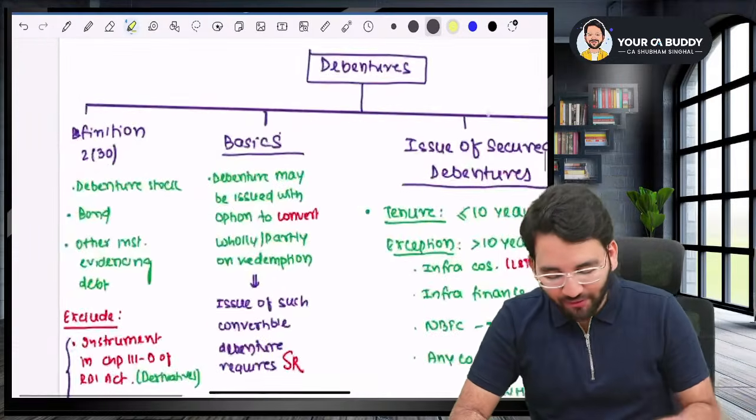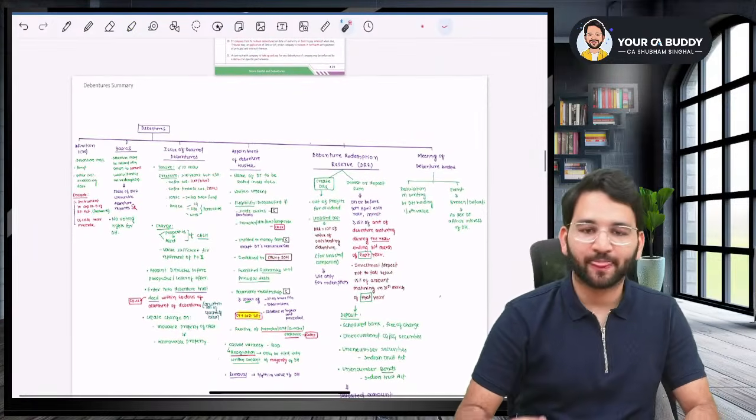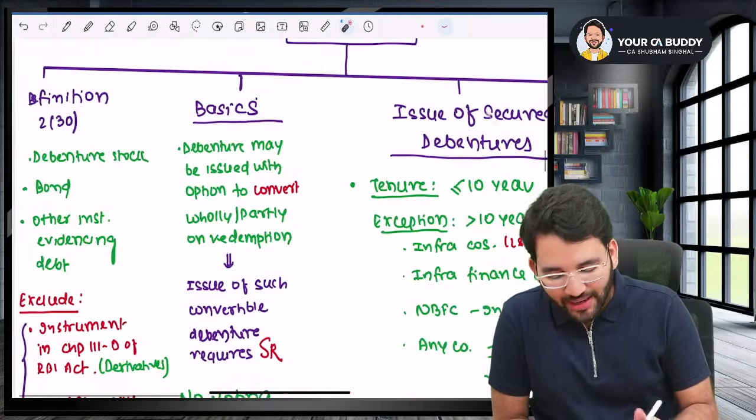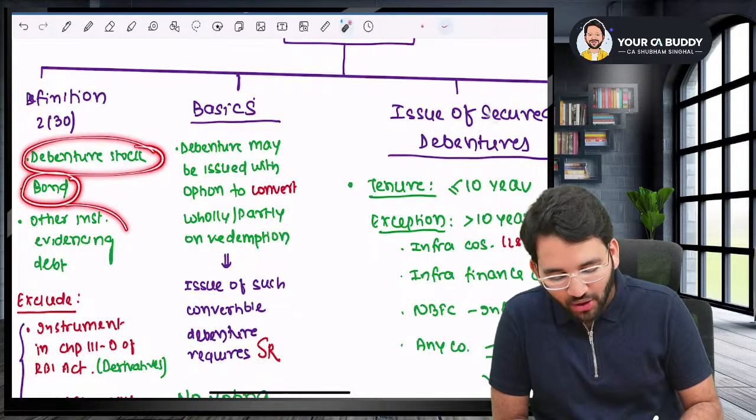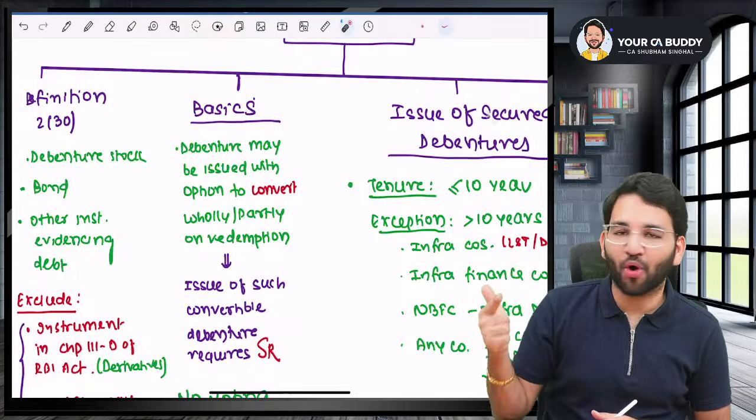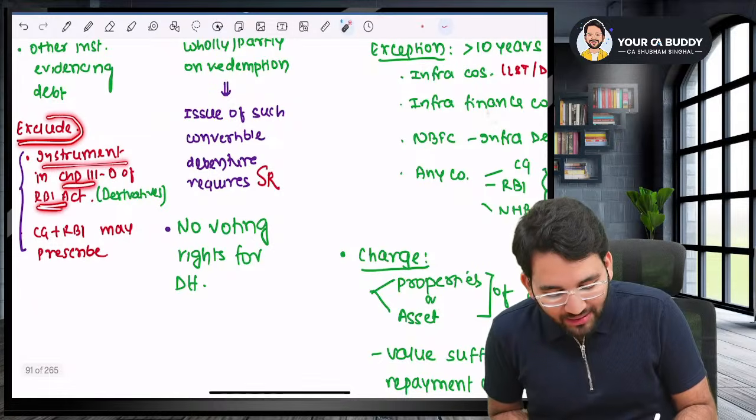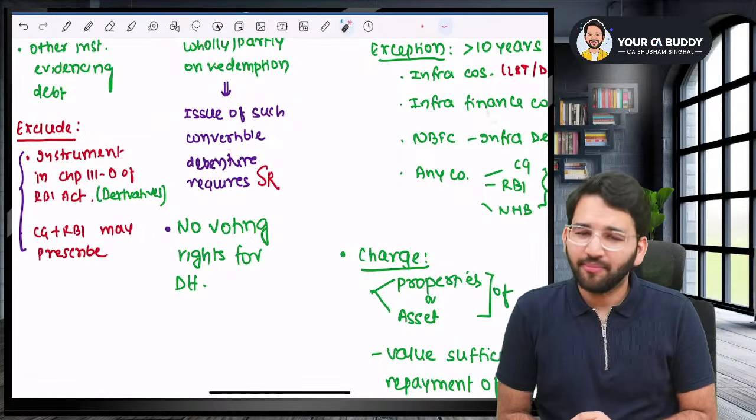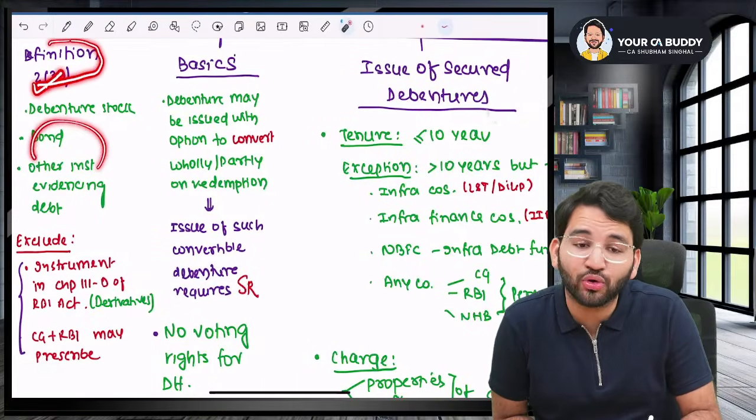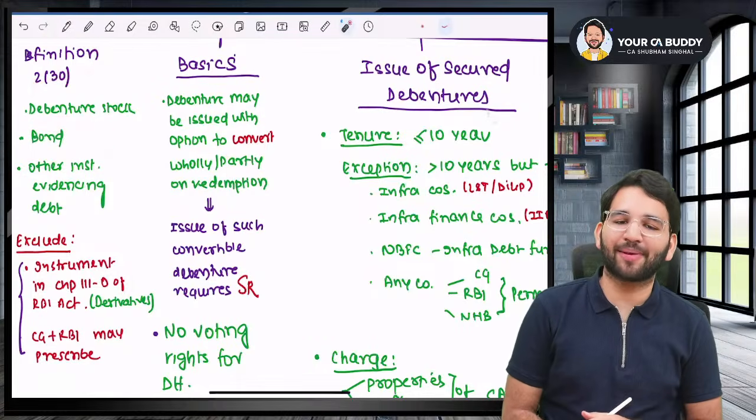Okay, guys. Sir, first of all, debenture. What is the definition of debenture? The definition of debenture is that debenture includes debenture stock, debenture bonds, or any other instrument evidencing debt, but it does not include instruments in Chapter 3 of the RBI Act, that is derivatives. Not a very important definition, sir, but you can understand from the definition that debenture includes bonds also. So whenever you say bond, section number 71, which is for debentures, will apply.